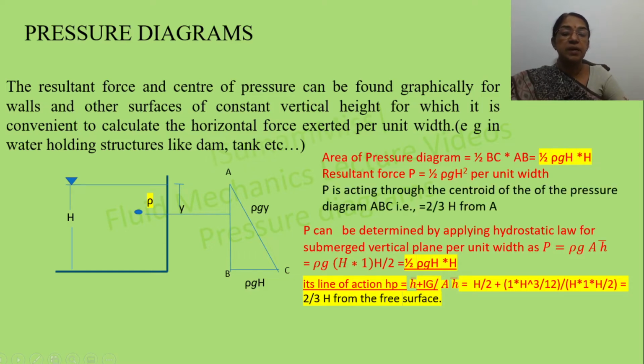So the total pressure P that is acting through the centroid of this pressure diagram ABC is 2 by 3 h from the point A. So this is the advantage of the pressure diagram. That means the area of the pressure diagram represents the total pressure force per unit width, and the centroid of this pressure diagram represents the center of pressure. To conclude, we can say that the area of the pressure diagram is equal to the total pressure force per unit width, and the centroid of the pressure diagram coincides with the center of pressure.